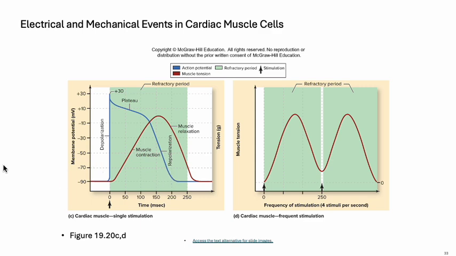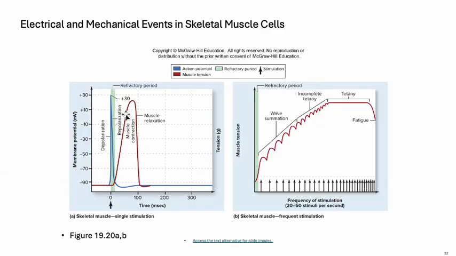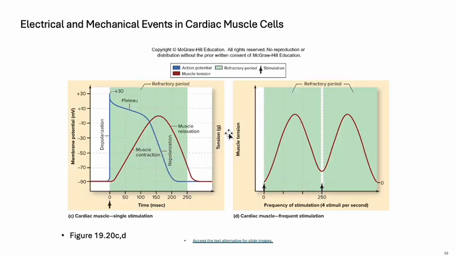Whereas with our neuronal action potential, you have a very short refractory period, which allows multiple stimuli to be summated. You can add them together.